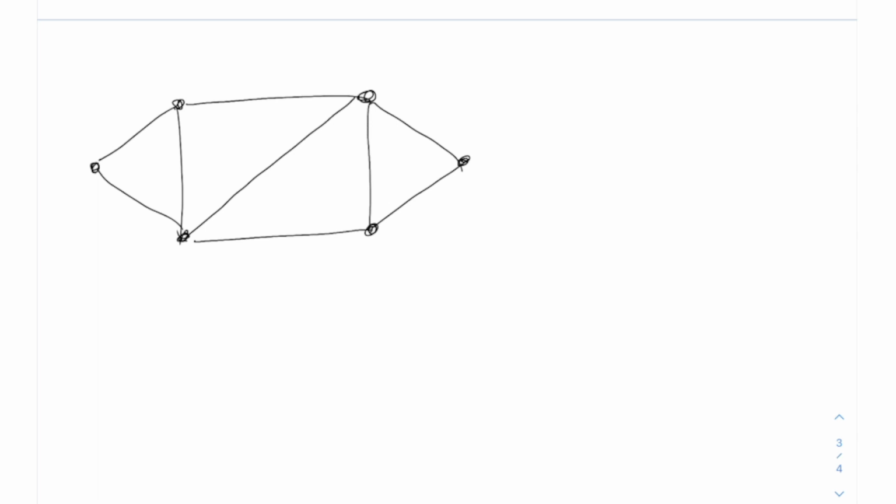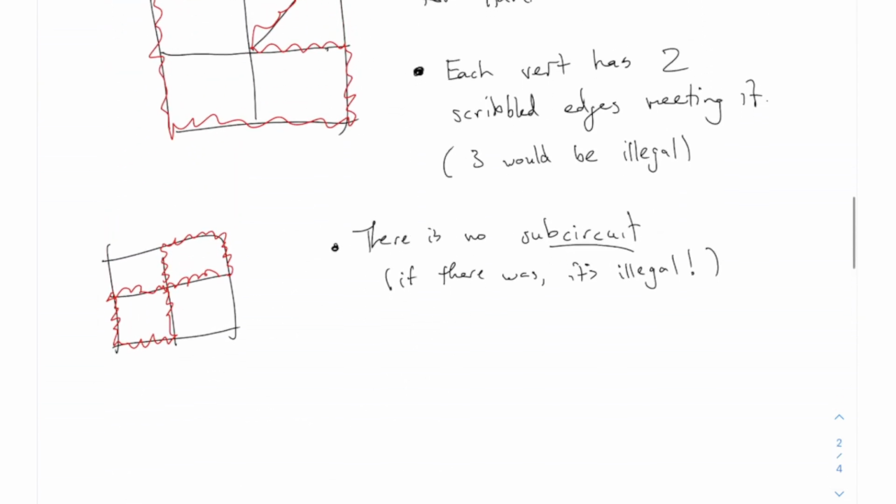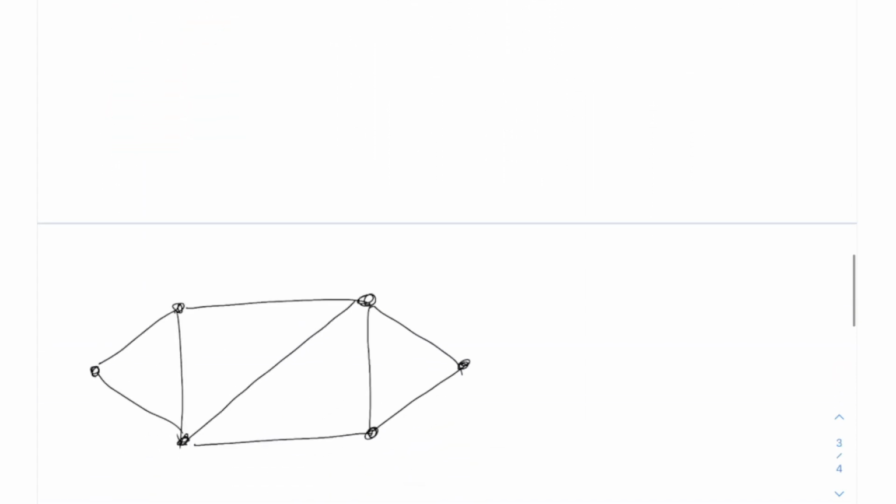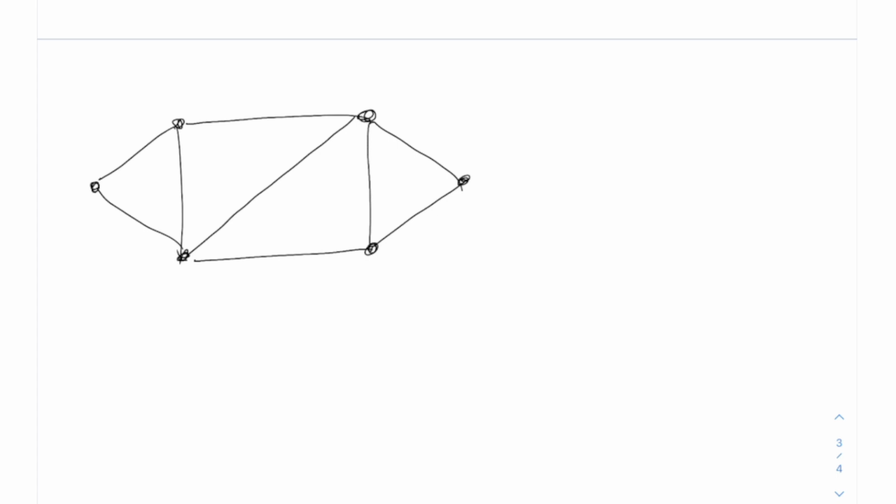So how do we begin? The 2 rules, remember? Each vertex has 2 scribbled edges meeting it, and there will be no subcircuit. Check it out. I would like to look at this vertex right here, and in the Hamilton circuit, which I'm trying to build out of nothing, I already know that there must be 2 scribbled edges which hit this vertex, right? I think that means this edge and this edge have to be scribbled, okay? If there's going to be 2 scribbled edges meeting this vertex. So the first thing that you should do, how I would get started here, look for degree 2 vertices.